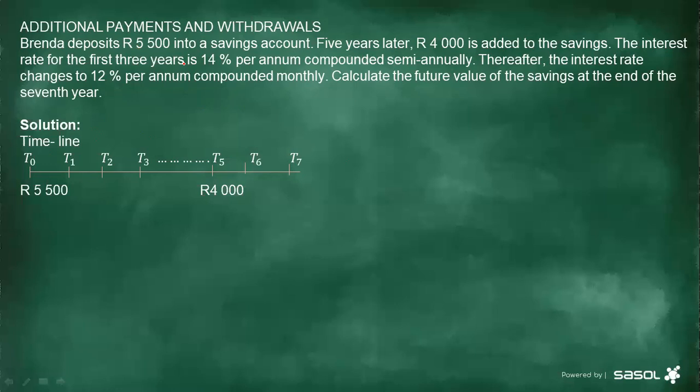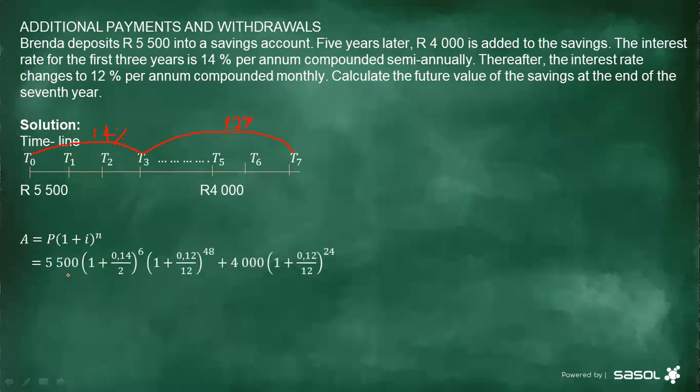The interest rate for the first 3 years is 14%. So from this to this is 14%. From T3, the remaining years are at 12%. And then from there, you write the correct formula for compound interest, and then you substitute.